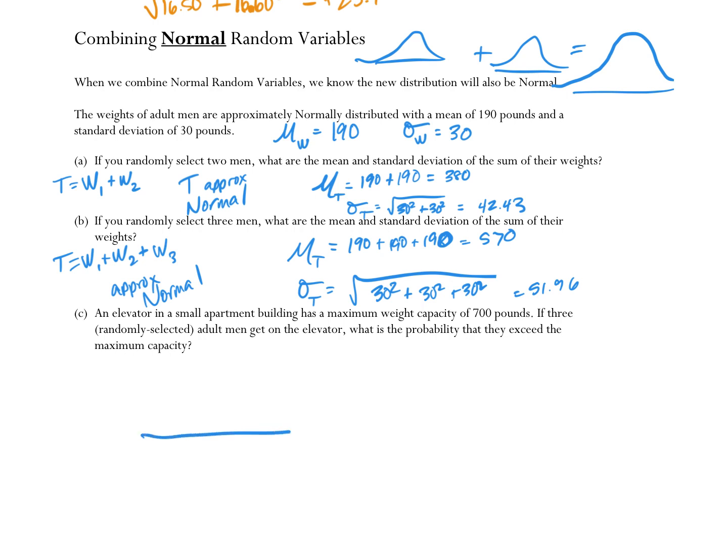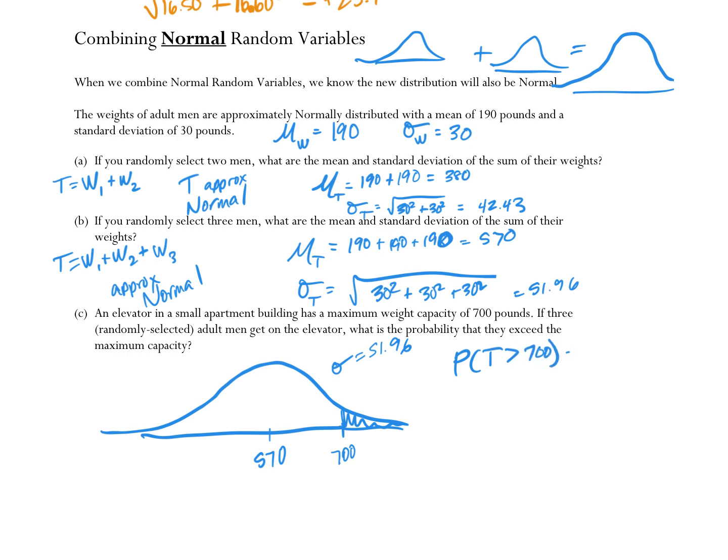Well, we would say, well, what does the distribution of combined weights look like? It would be normally distributed with a mean of 570 and a standard deviation of 51.96. And I got to decide, do I want to get on this elevator? And to do so, I'm probably going to say, well, what's the probability that the total weights are more than 700? How do I do this? Normal CDF on the calculator.